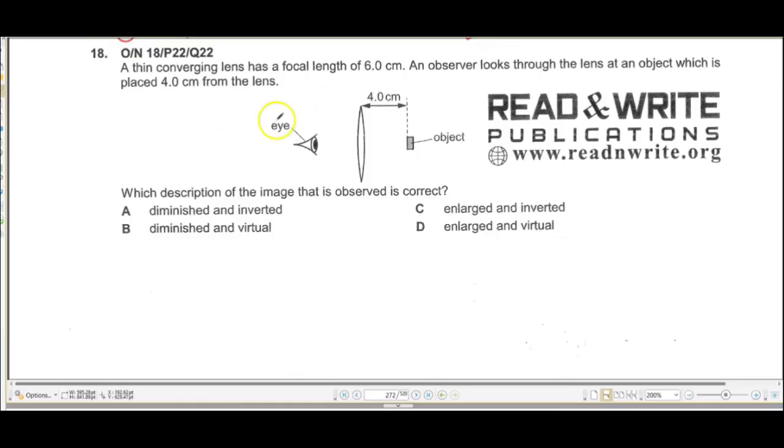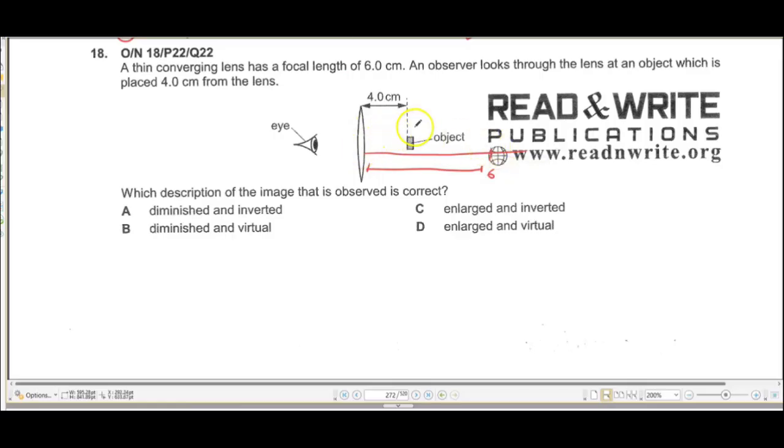Question number 18. A thin converging lens has a focal length of 6 centimeters. An observer looks through the lens at an object which is placed 4 centimeters from the lens. Which description of the image that is observed is correct? So if we know that the focal length of the lens was 6 centimeters, and the object is placed at a distance of 4 centimeters from the lens, this means that it is placed between the optical center of the lens and the principal focus of the lens.